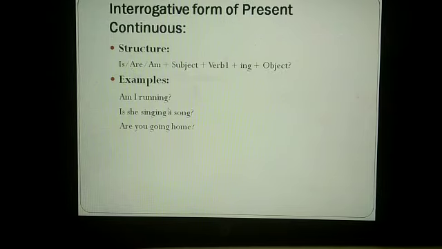Next, the interrogative form of present continuous tense. What is the structure? We have to write is, are, am before the subject: is, are, am plus subject plus V1 plus ing plus object and question mark. In interrogative sentences, we have to put a question mark at the end.